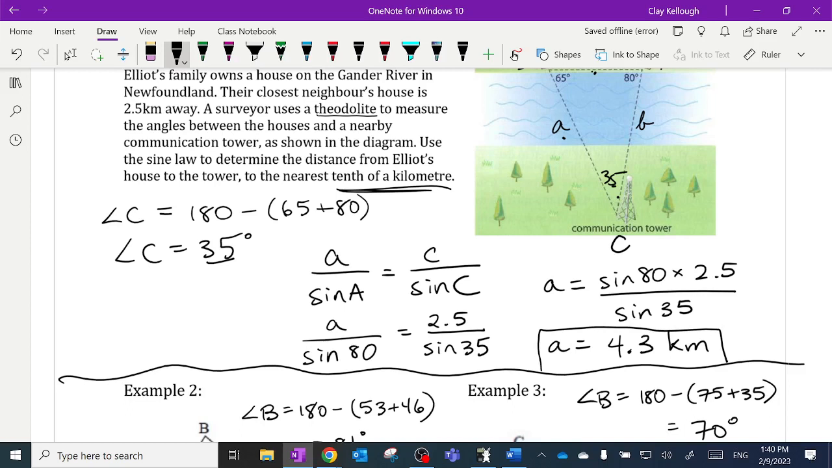All right, I'm going to stop this video here because that's all the examples we have of finding sides. And then you can join us in our next video, which will be finding angles.